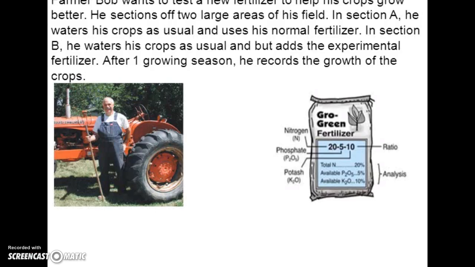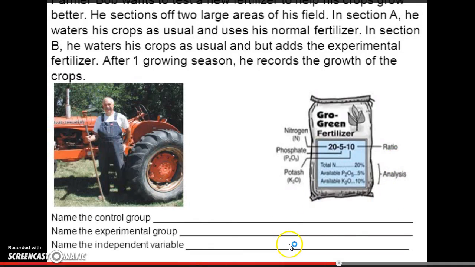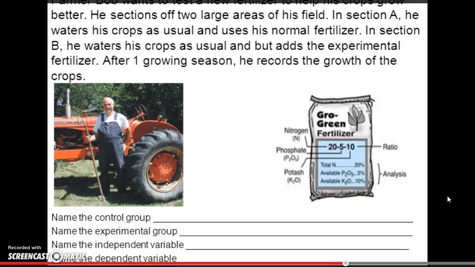He sections off 2 large areas of his field. In section A, he waters his crops as usual and uses his normal fertilizer. But in section B, he waters his crops as usual and adds an experimental fertilizer. So after 1 growing season, he records the growth of the crops. So just like the last example with the Army soldiers, pause the video and try to answer these 4 questions here. Pause the video. I'm going to go over the answer in 3, 2, 1.